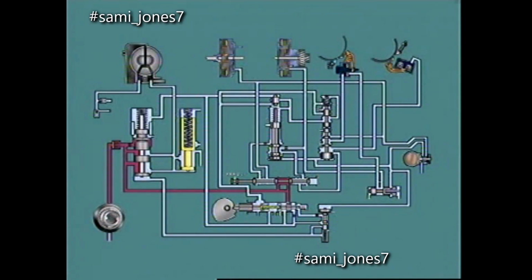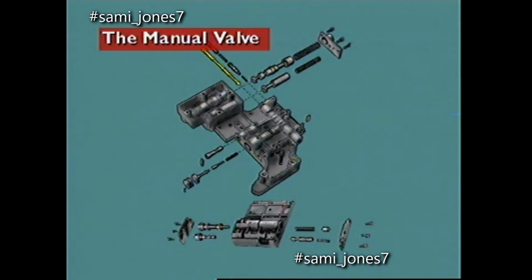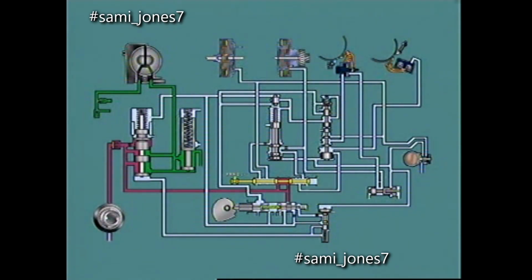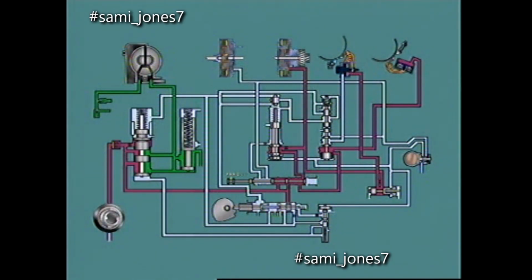This valve reduces line pressure to a low value for use in the torque converter and in the cooler and the lubrication circuits. This valve is positioned manually by the driver operating the selector lever. It's a control valve which directs line pressure in and out of circuits when each range is selected.